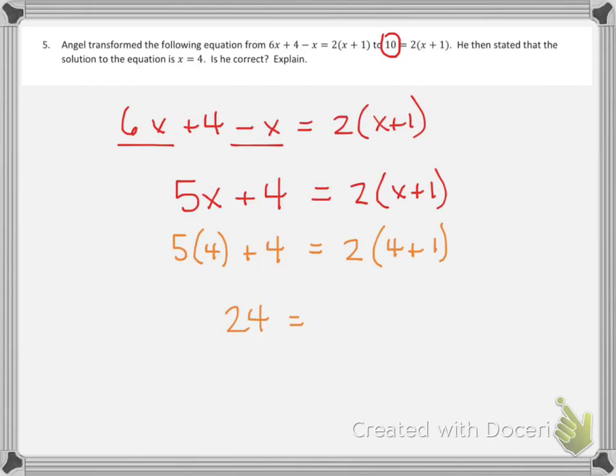And on the right side, I get 4 plus 1. I have to do that in the parentheses first. 4 plus 1 is 5, and 5 times 2 is 10. 24 equals 10 is not correct. So Angel's transformation was not correct. It should have been 5x plus 4 on this left side. And since that's the correct transformation, x equals 4 didn't work because 24 does not equal 10.